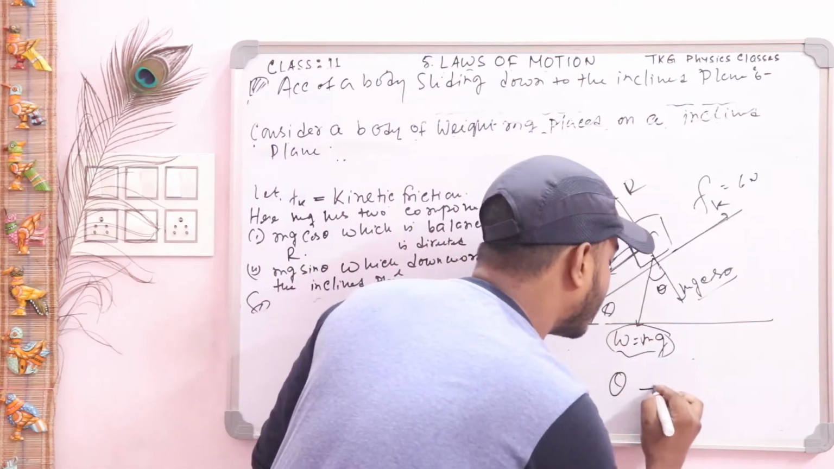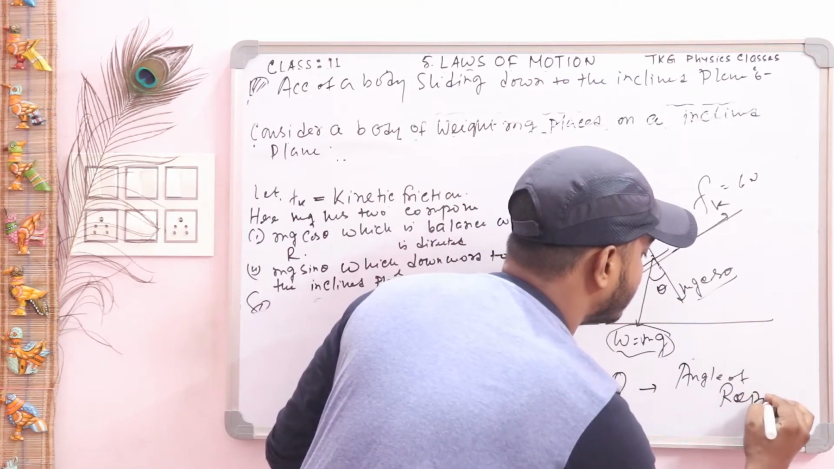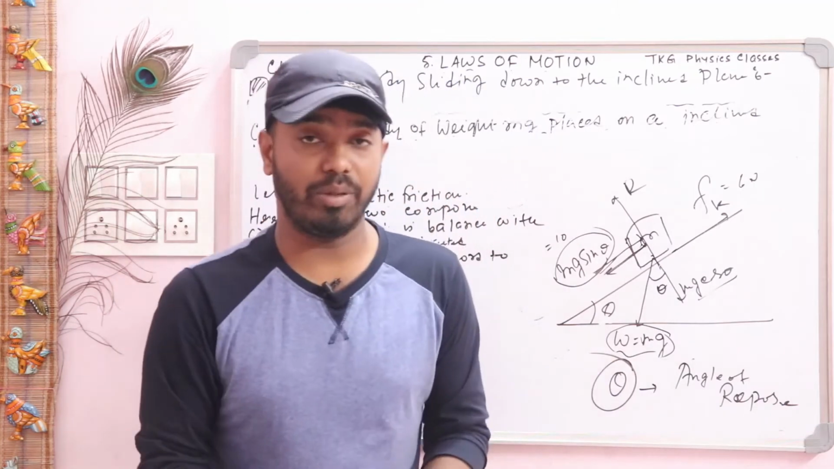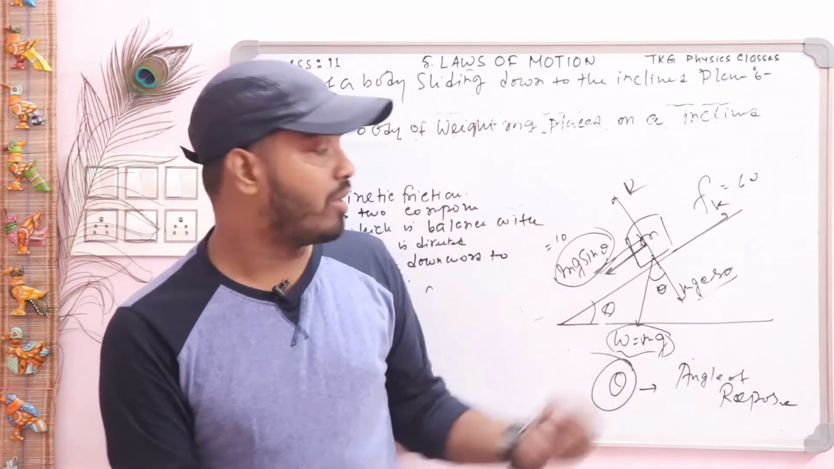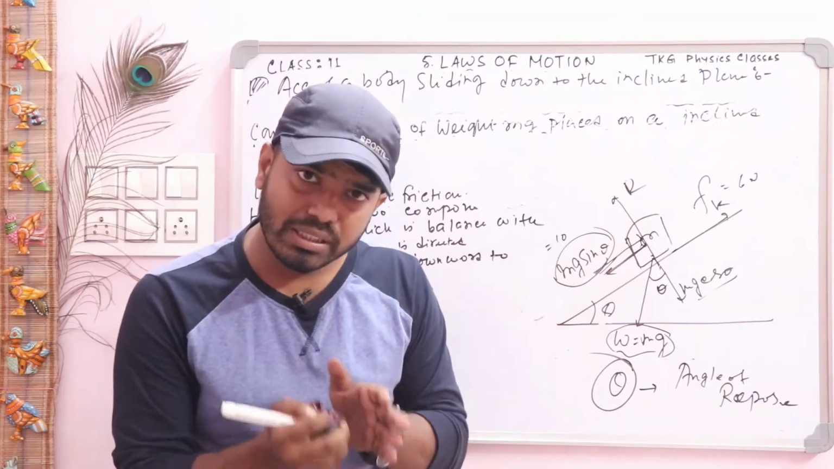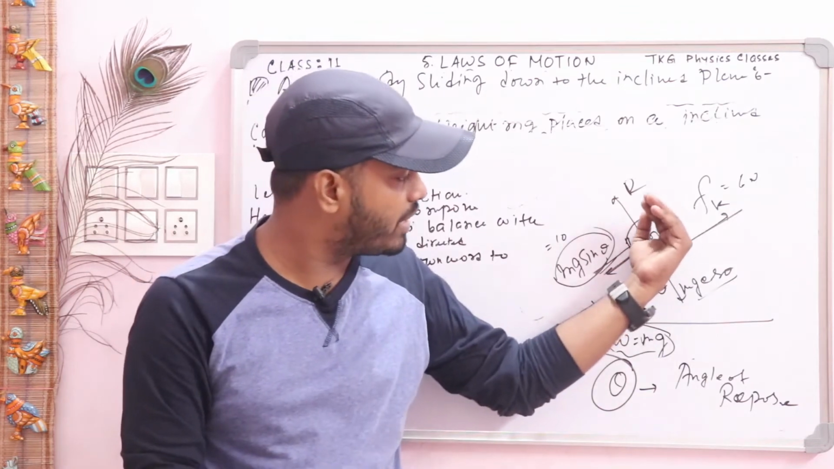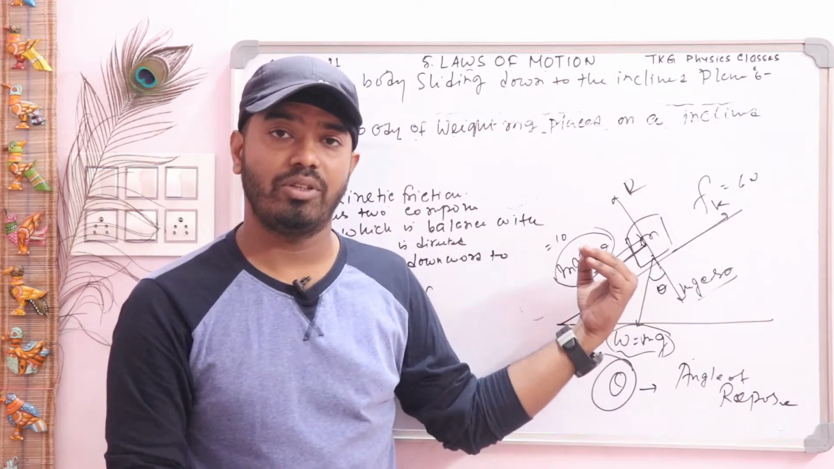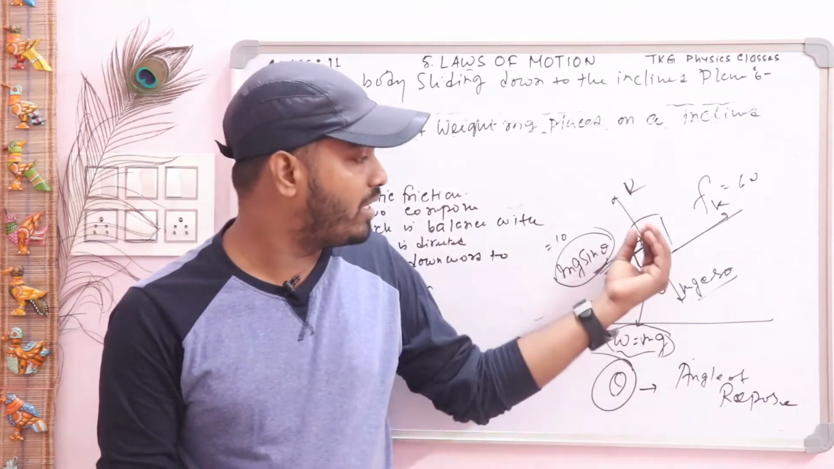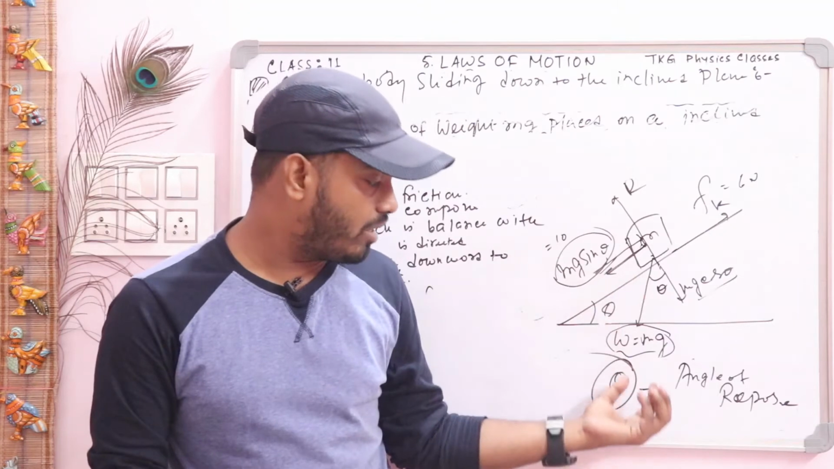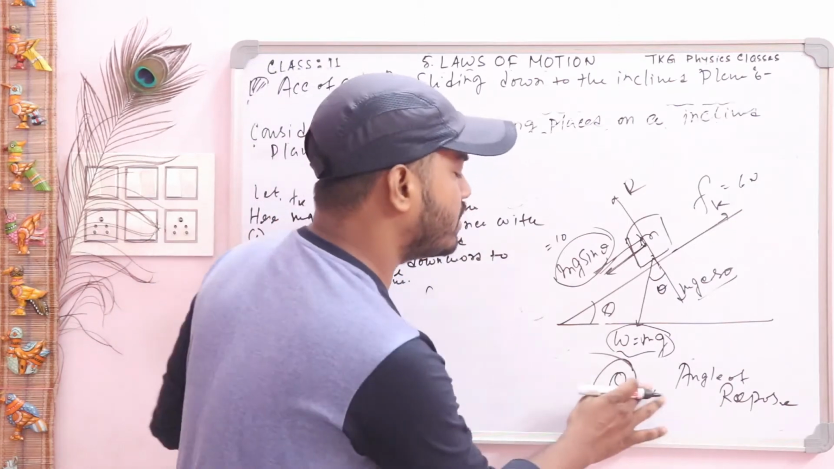So what is the condition? Theta is related with the angle of repose here. You see, when theta is less than the angle of repose, you have to apply an external force to move the body in the downward direction. But when theta is equal to the angle of repose, the body just begins to move downward. So here the body is moving in the downward direction, so we consider the angle of inclination theta to be greater than the angle of repose.